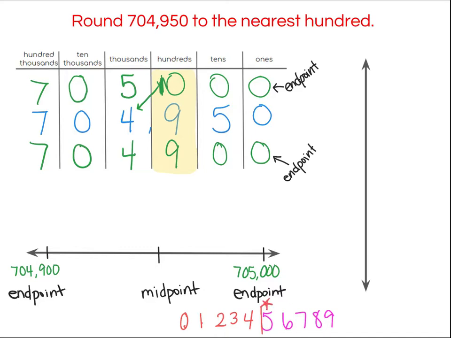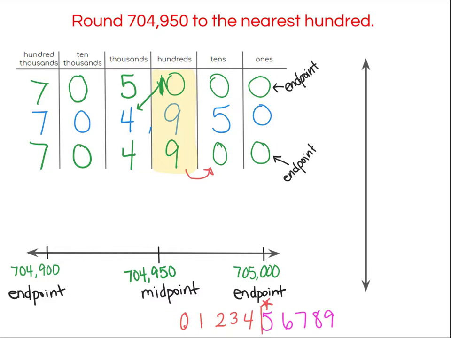So our answer will, in the column to the right of the one we're looking at, so right now we're looking at the hundreds, the 10th column will have a 5 because in the midpoint that would be halfway. So our midpoint would be 704,900 and then a 5 and then a 0 to put in the ones place.